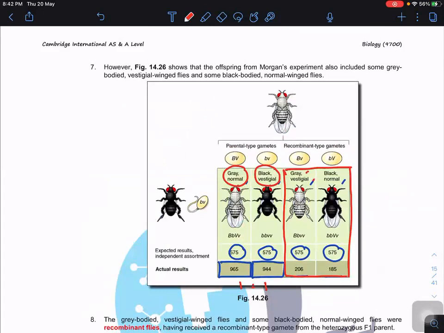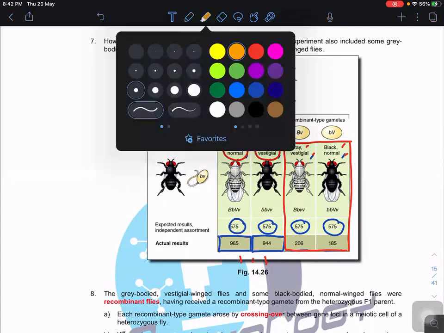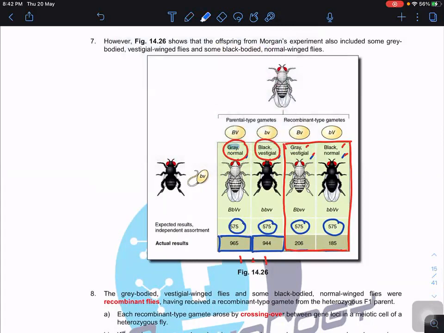Gray body, short wing, and black body, normal wing, and they're always in almost a 1-to-1 ratio as well. But in this case, their 1-to-1 cannot compare with the original 1-to-1. So what happened to this? If you look at these two, I highlighted gray with a different color, gray, gray.